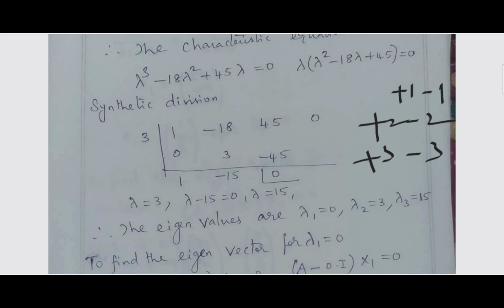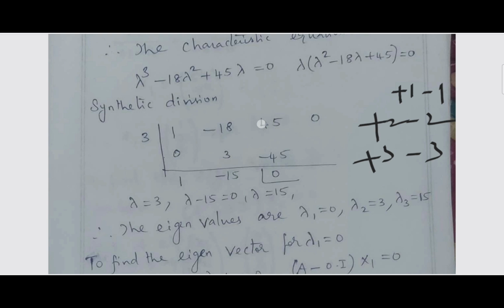So I have substituted directly plus 3. Always you have to start your synthetic division with 0 here. So 1 plus 0, 1. Then 3, 1 into 3 is equal to 3. It is minus 15. Adding these two, then 3 into minus 15 is equal to minus 45.